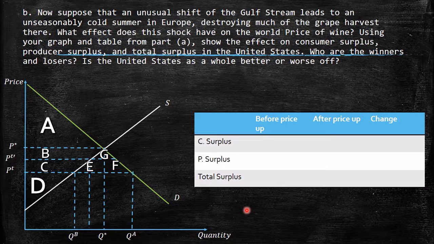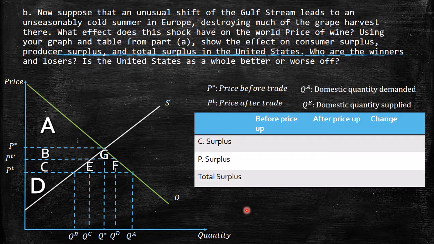So instead of producing QB in the United States, they will produce QC, and this makes sense because, given the higher price and the problems in Europe, some of this quantity is going to be satisfied by domestic production. On the other side, we will see how, given the higher price, consumers will demand less. They will demand QD instead of QA.